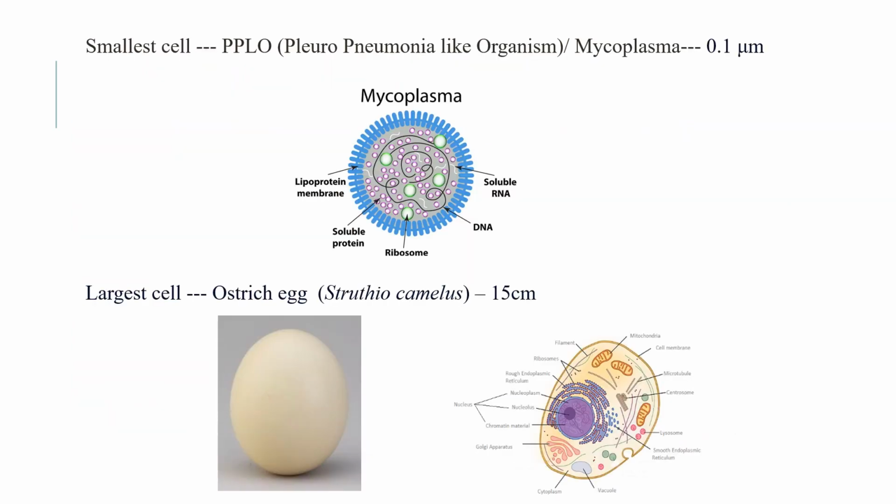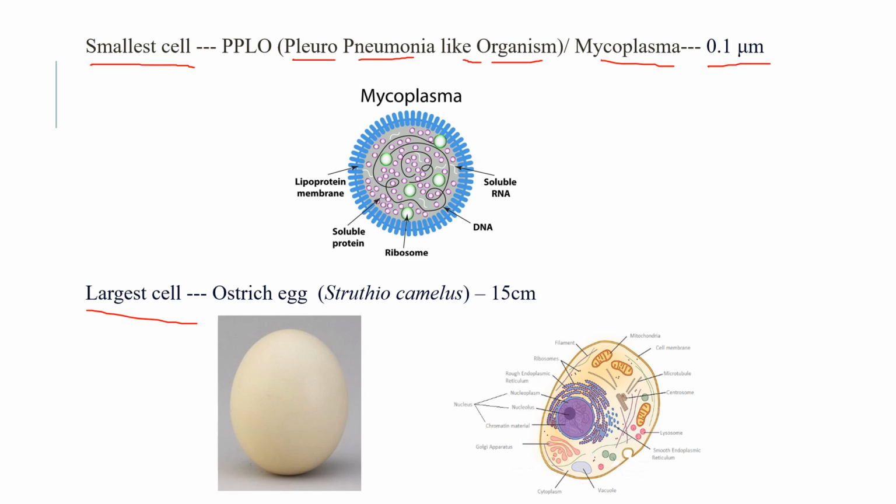So in this slide we will discuss the smallest cell and the largest cell. The smallest cell is the PPLO. PPLO is the abbreviation of pleuropneumonia-like organism, and this is also called mycoplasma. Because this is the smallest cell, the size is 0.1 micrometer, and this is the shape of mycoplasma.